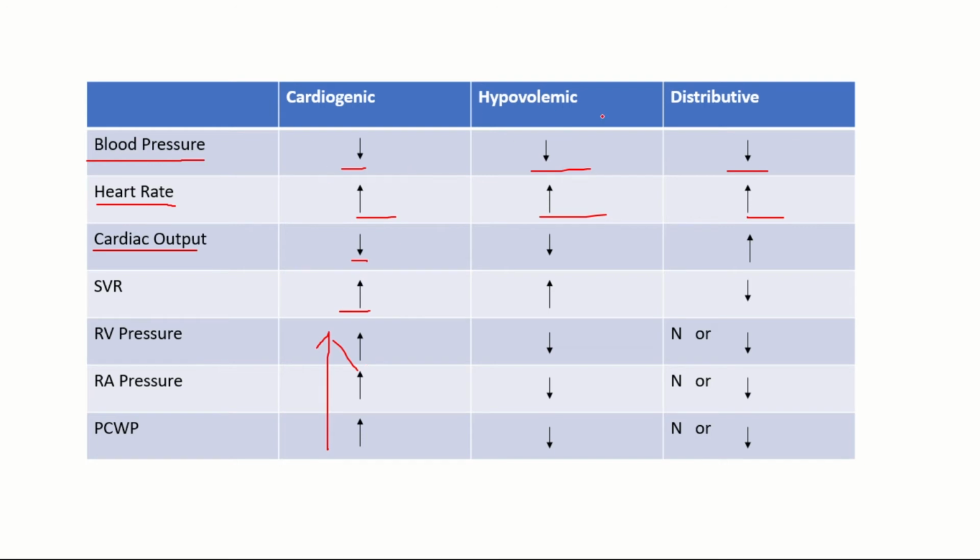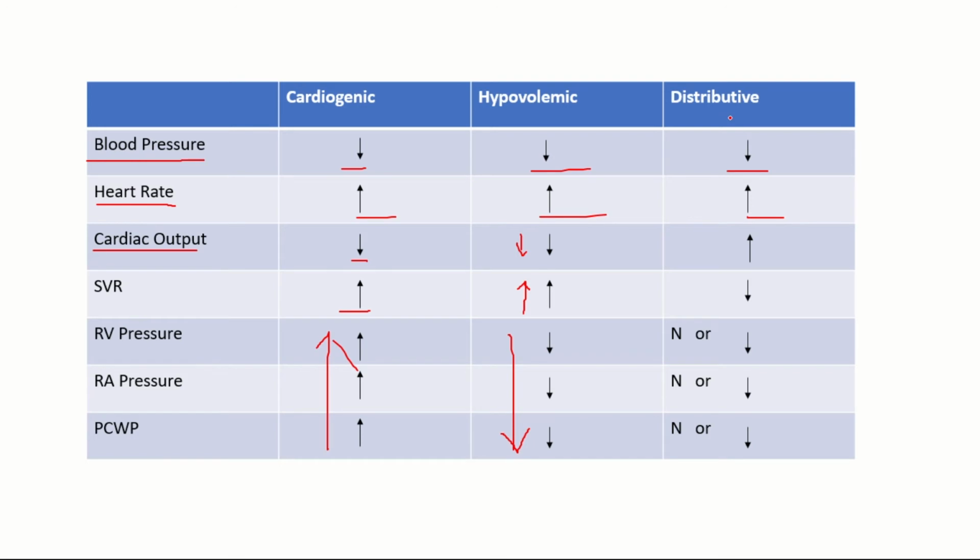Now in the hypovolemic shock, there is less blood volume, so the cardiac output is going to be low, and as a response, the systemic vascular resistance is going to go high. But unlike the cardiogenic shock, the pressure in the heart are going to go down because there is not enough blood to exert pressure in the chambers of the heart in the hypovolemic shock.